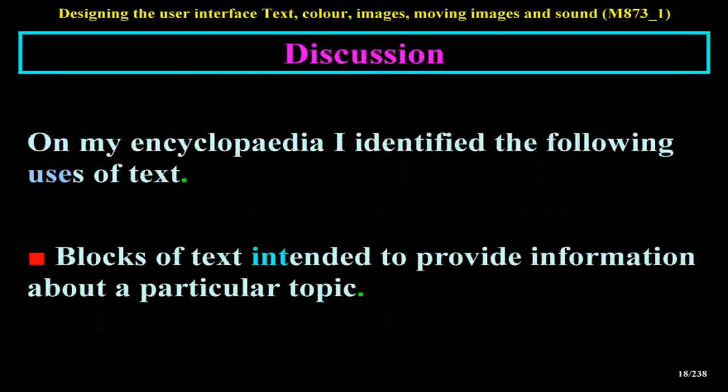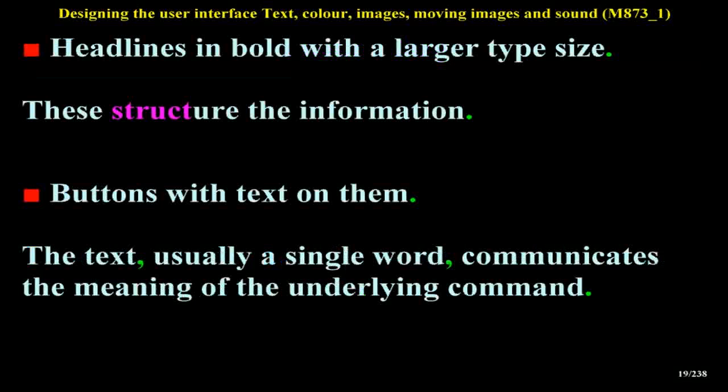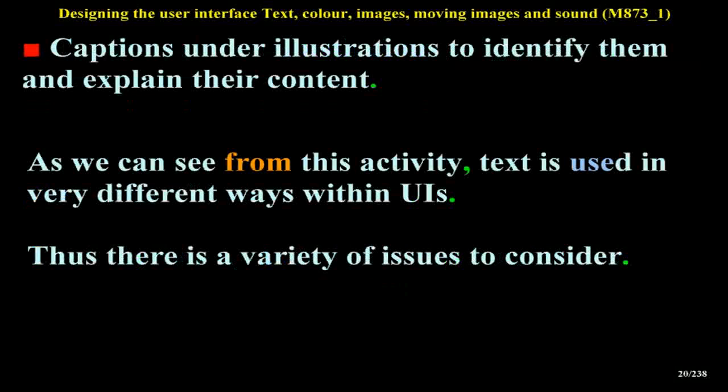On my encyclopedia I identified the following uses of text. Blocks of text intended to provide information about a particular topic. Headlines in bold with a larger type size. These structure the information. Buttons with text on them. The text, usually a single word, communicates the meaning of the underlying command. Captions under illustrations to identify them and explain their content.